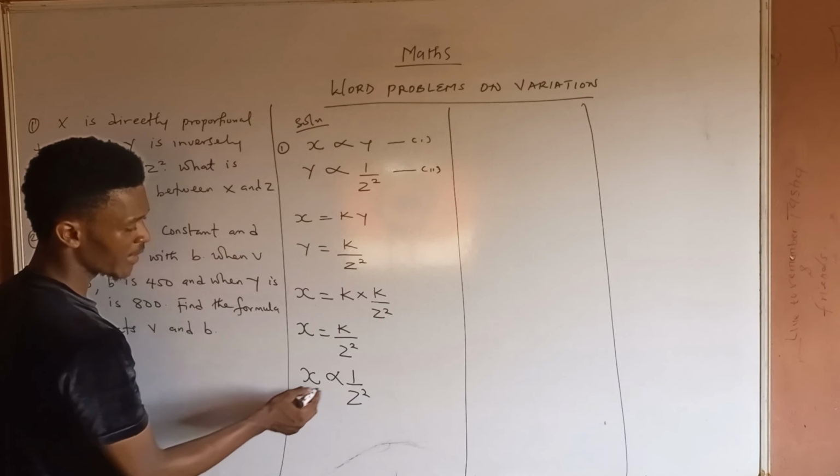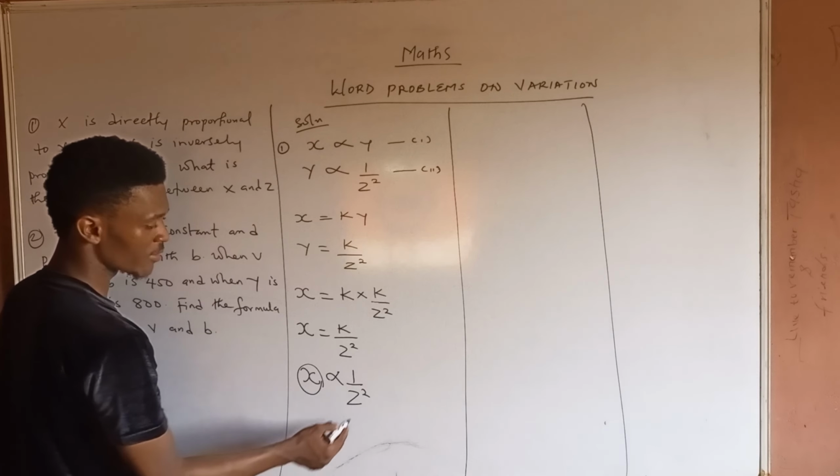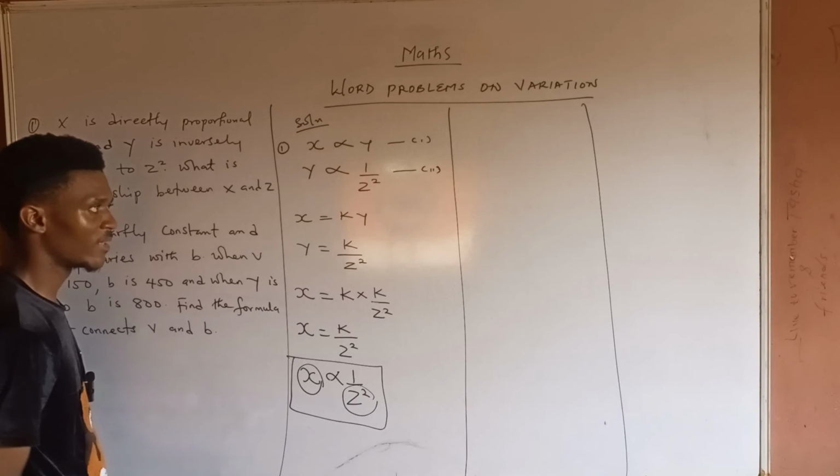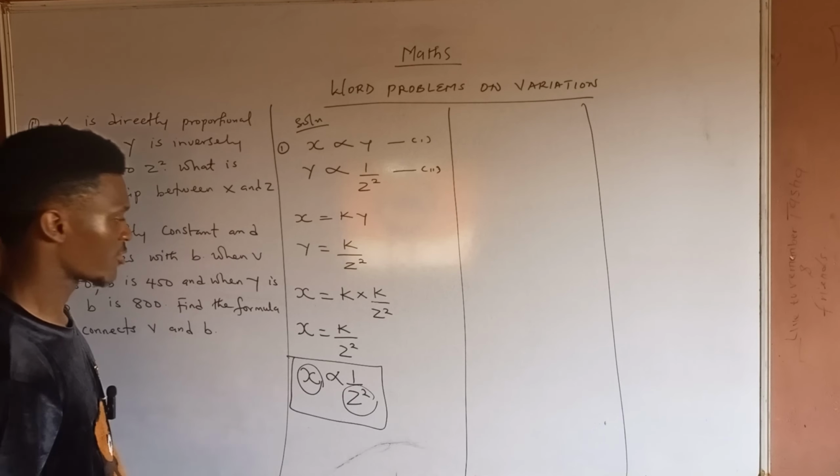So what's now the link? X is inversely proportional to z squared. So that's the relationship between x and z, inverse relationship.